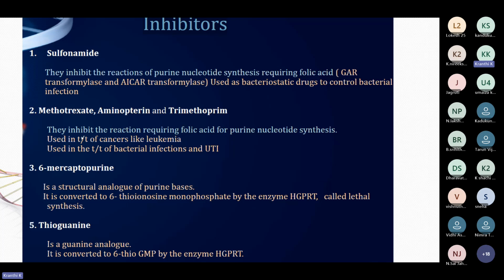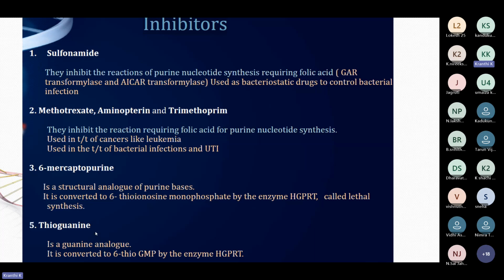Then methotrexate, aminopterin, then trimethoprim. They inhibit the reaction requiring folic acid for purine nucleotide synthesis. They are also acting the same. Used in the treatment of cancers like leukemia, and in the treatment of bacterial infection, UTI, the same mechanism. Then there is one more called the mercaptopurine. It is structurally like a purine base. It is converted to 6-thioinosine monophosphate by the enzyme HGPRT, called lethal synthesis.